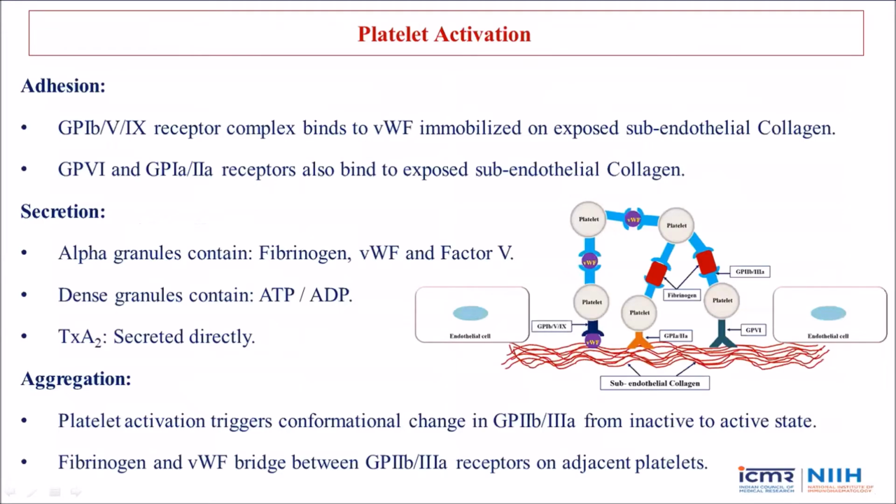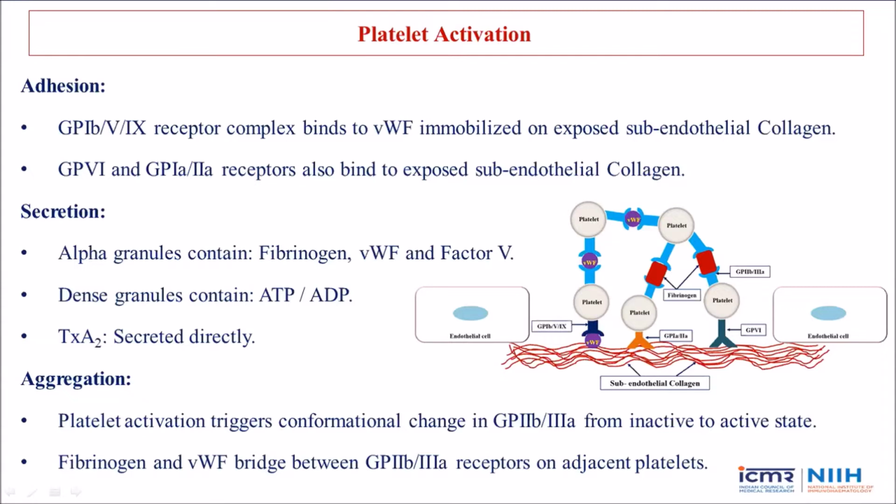Now, for the platelet activation, the major steps involved are adhesion, secretion, and aggregation. Now, what happens in each of the steps? Platelet adhesion is the adhesion of the GP1B-9 complex receptor, which binds to the von Willebrand factor that is immobilized on the subendothelial collagen. So that is the adhesion. Also, the platelets bind to the collagen through the collagen receptors directly, that is the GP6 and GP1A2A.